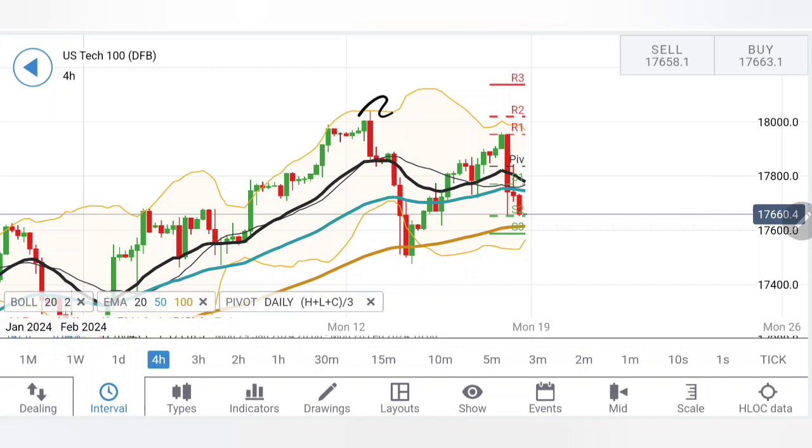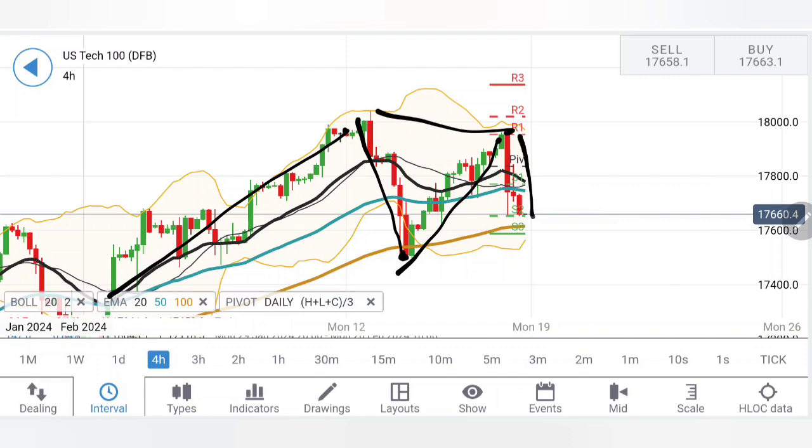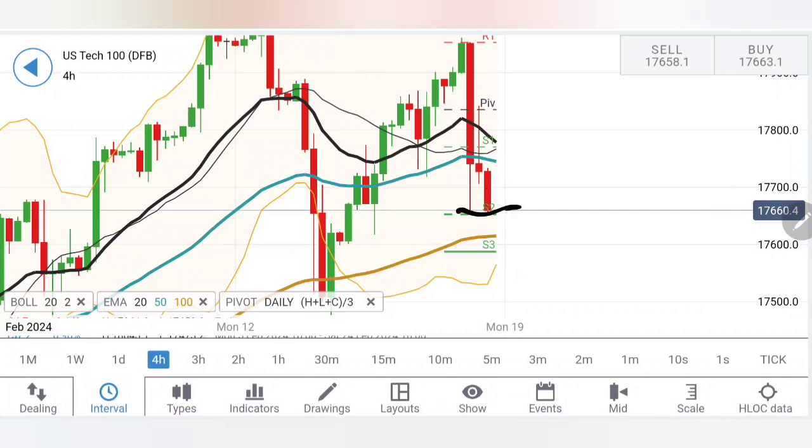Now look at the 4-hour charts here. See the rise here, retracement, lower highs, and after the lower highs it is now looking downwards. See, it has closed the week on a bottom, on lower levels. Thus in the coming week I expect it to start with the bearish momentum.